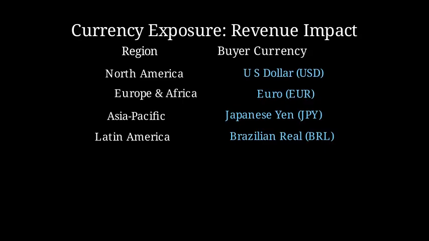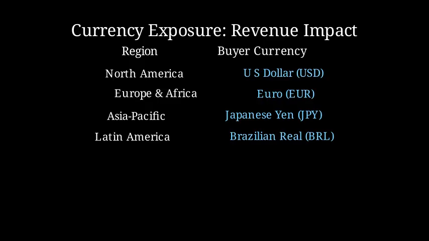Now, here's the key idea. Revenue is affected by the currencies that buyers use to pay. If buyers in a region pay in a particular currency, then changes in that currency will affect your revenue when you convert it back to your reporting currency. So we only care about the currencies shown in the table: US dollars, euros, Japanese yen, and Brazilian reals.